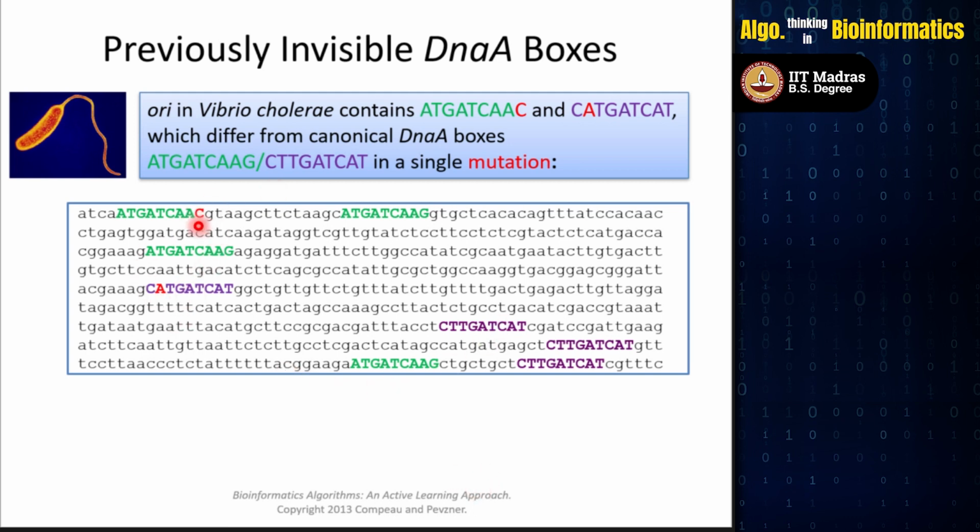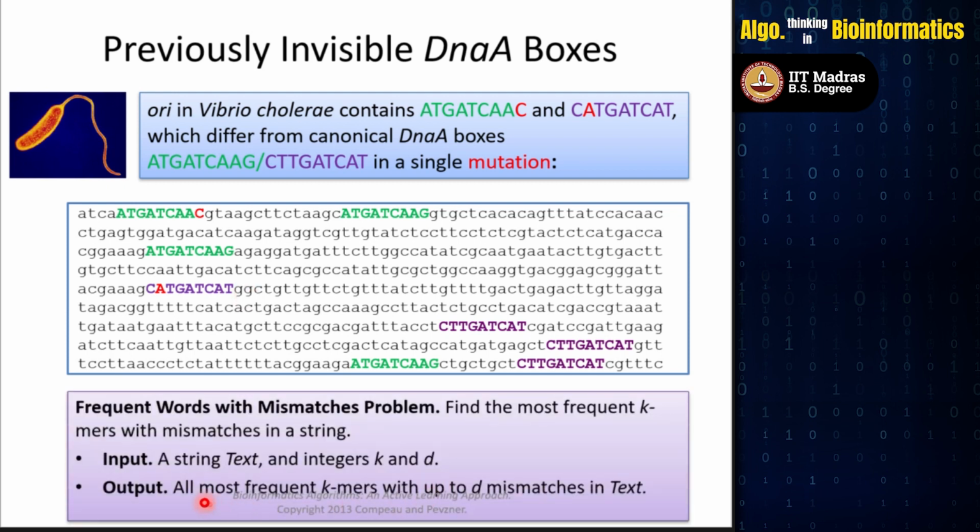And it may be reasonable to assume that DnaA may also bind to these motifs with one of these mutations, right. It is not very unreasonable to think that way. So, we have this new computational problem, which is to find the most frequent k-mers with mismatches in a string. Again, you are given a string text which represents the replication origin, and integers k and d, where k is the length of the hidden message, the length of the motif or pattern, and d is the number of mismatches that you allow. In this case, you are allowing one mismatch. And then all most frequent k-mers with up to d mismatches in text is what you are interested in.